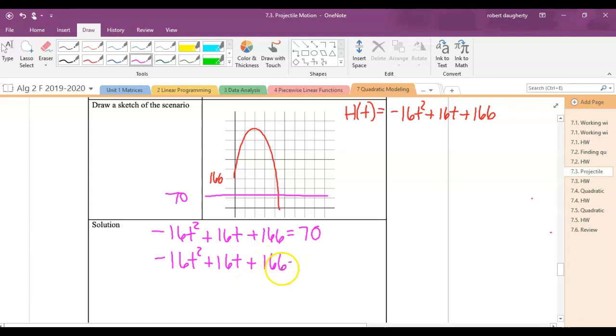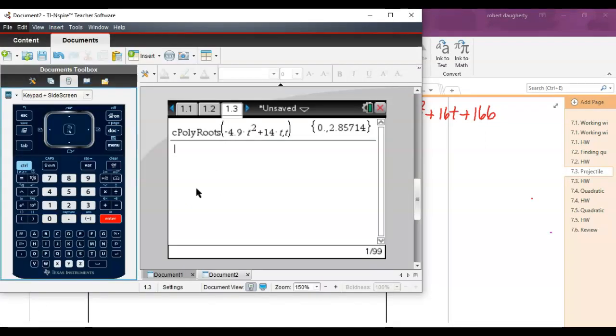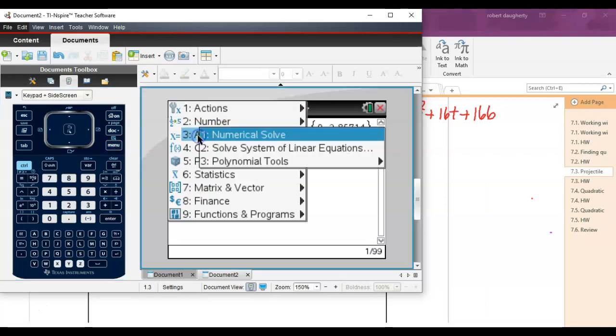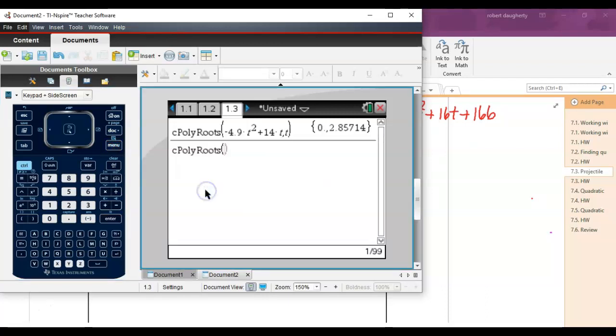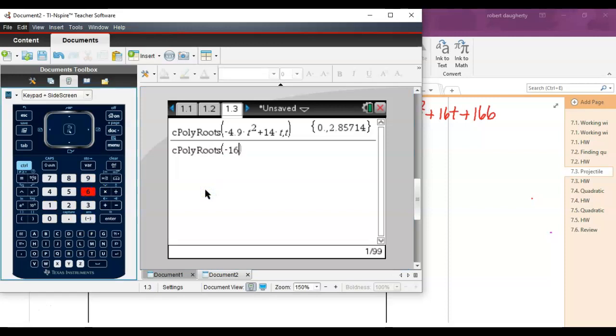And what I will do here is I'll just write it like this. 166 minus 70. I won't even go figure out what that is. I'll just go to my calculator and let it do the work. So menu, algebra. So negative 16 t squared plus 16t plus 166 minus 70 comma t. Okay. So negative 2 and 3.